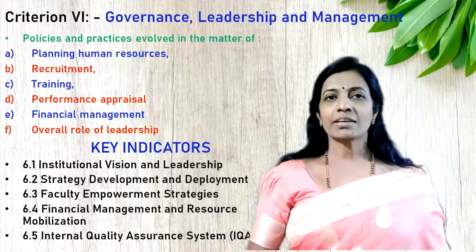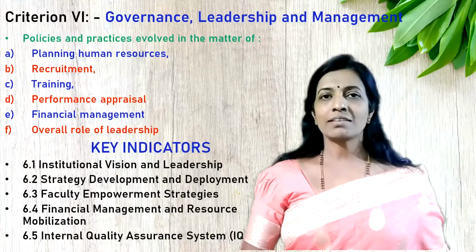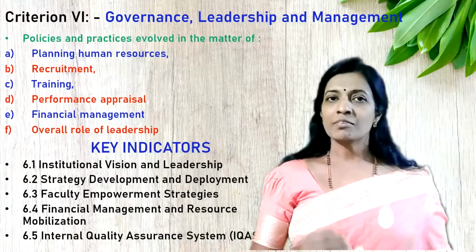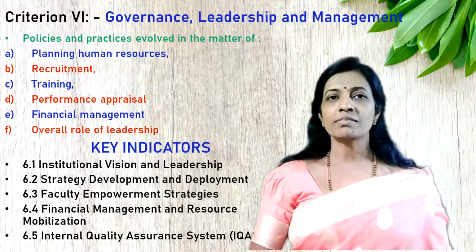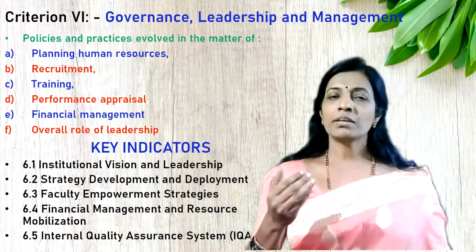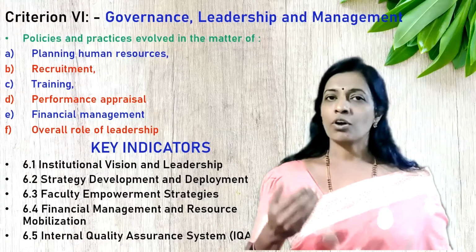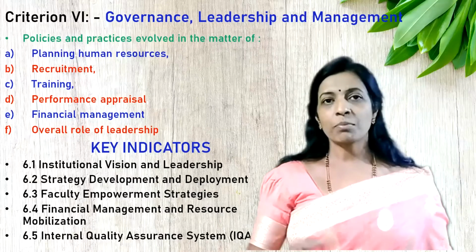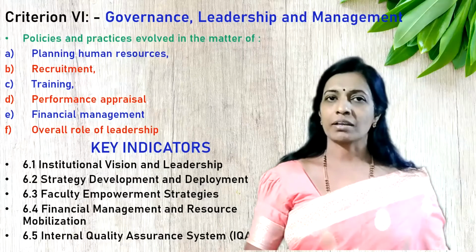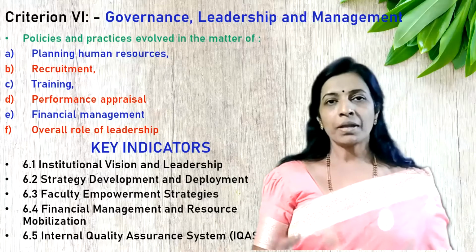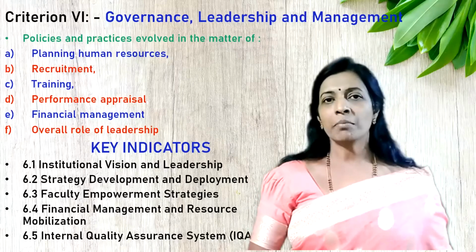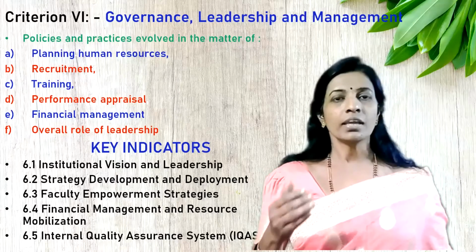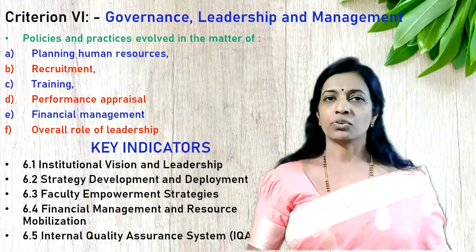So the sixth criteria, that is governance, leadership and management, is basically related to the planning of human resources, the recruitment, the upgradation of the faculty, the performance appraisals and feedback about the faculty. Apart from this, the function of the IQAC in maintaining standards of quality in the higher education institution is also assessed.